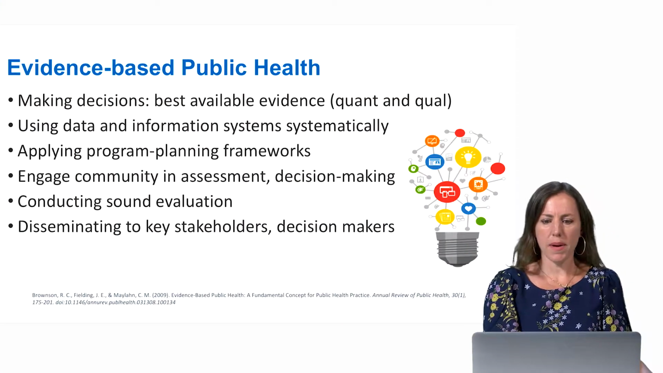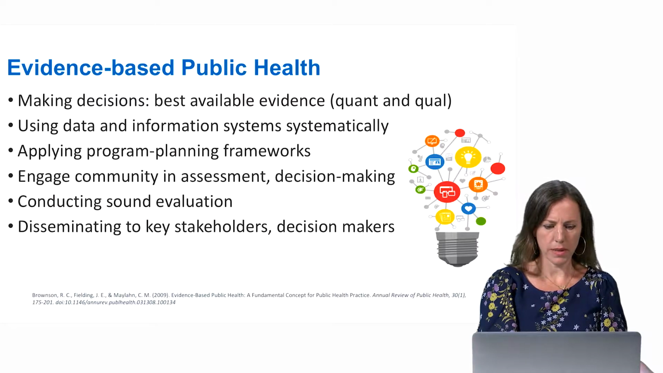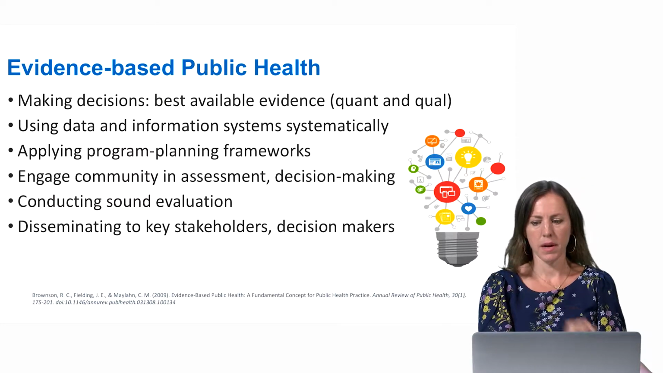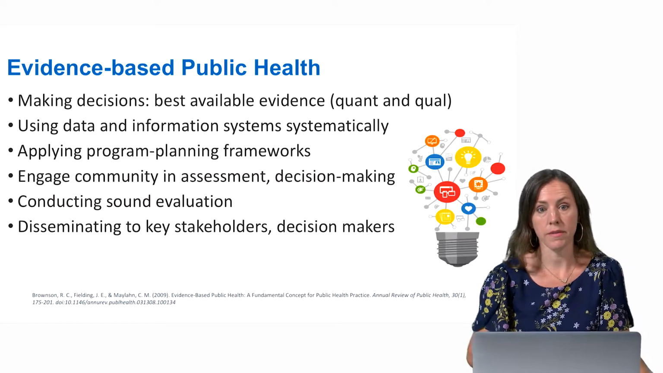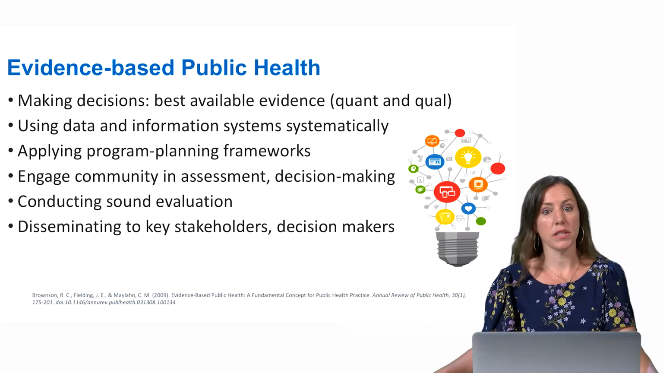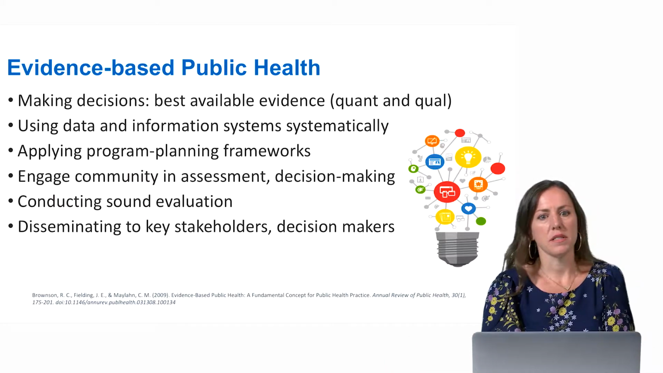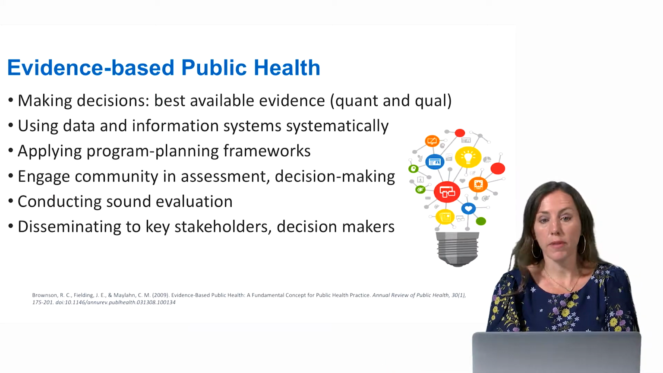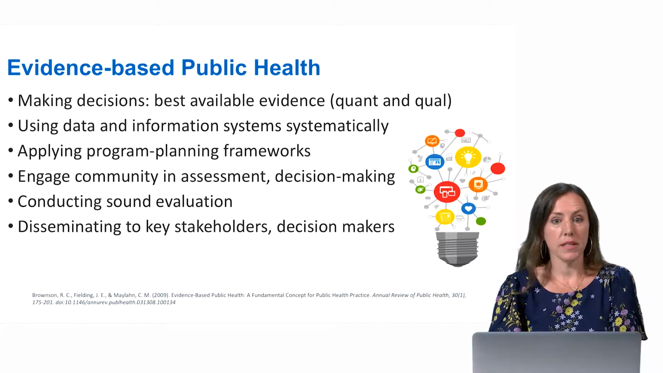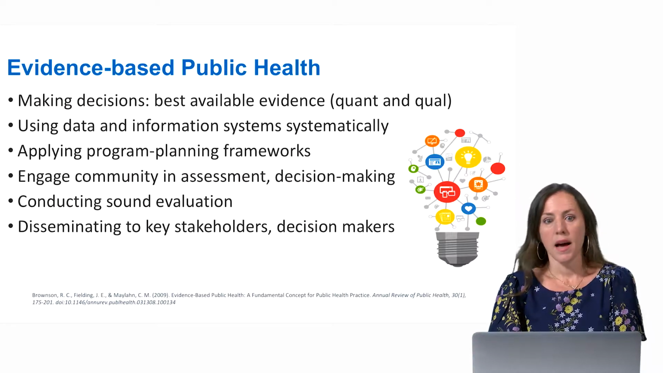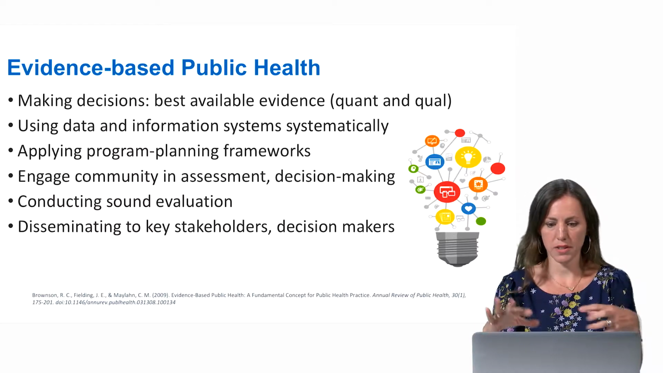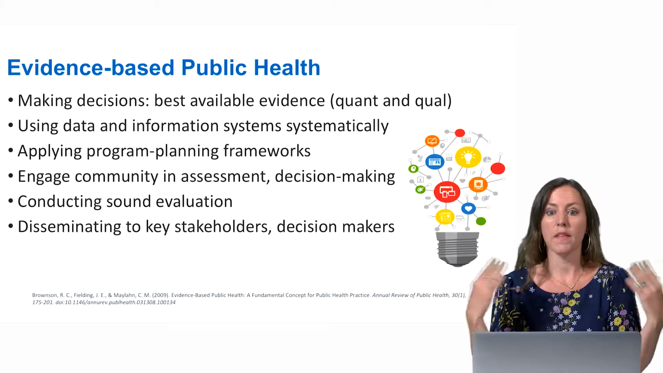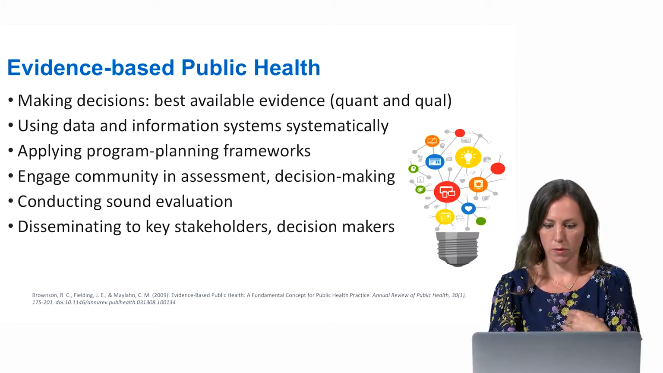So broadly, when we think about evidence-based public health, Ross Brownson and colleagues have put forth some characteristics of evidence-based public health. Some of that is using the best available quantitative or qualitative evidence or data to inform decisions, using that information systematically, applying program planning frameworks, engaging community and stakeholders in all the decision making, conducting and building an evaluation, and then again disseminating to the stakeholders. So not just involving them, but actually making sure that they can use the information moving forward.